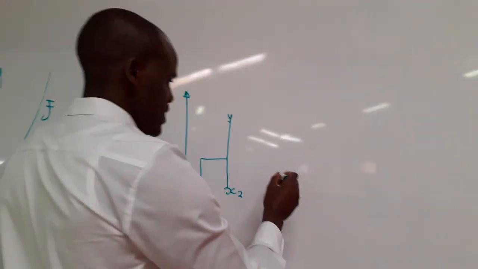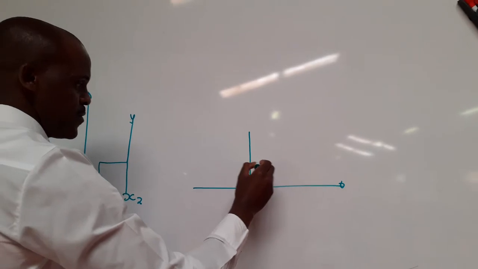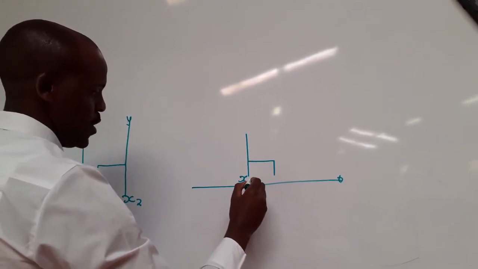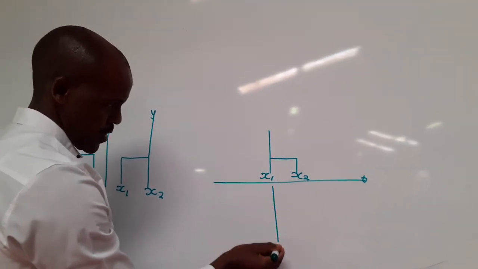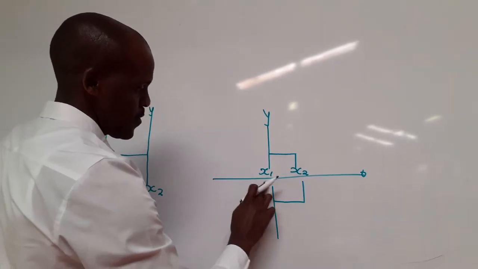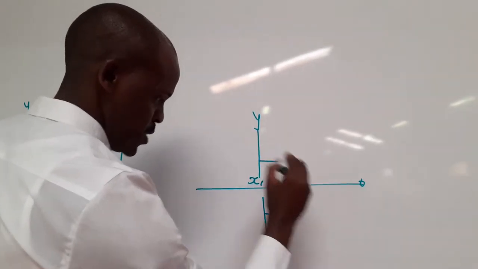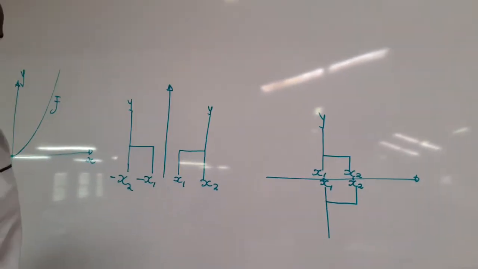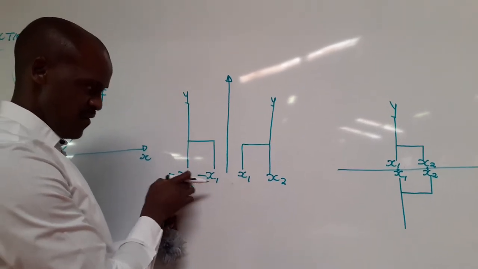Right. Now let's look at the horizontal line. That's our chair. x1, x2. If you are to reflect here, this is our y. When you look here, x2 is still on its position. It's still there on that point. And also x1 is still on its position. Here, x1 and x2 have changed their signs.